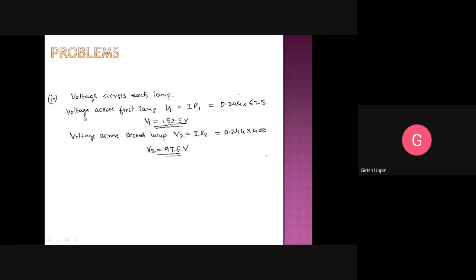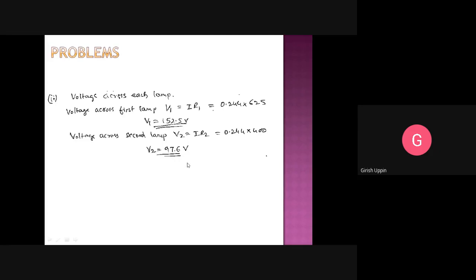Voltage across each lamp. Voltage across the first lamp, V1 is equal to I into R1. R1 value is 625, I is 0.244. The voltage V1 is equal to 152.5, and the voltage across the second lamp, V2 is equal to I into R2, that is 0.244 into 400. We get V2 is equal to 97.6 volt.